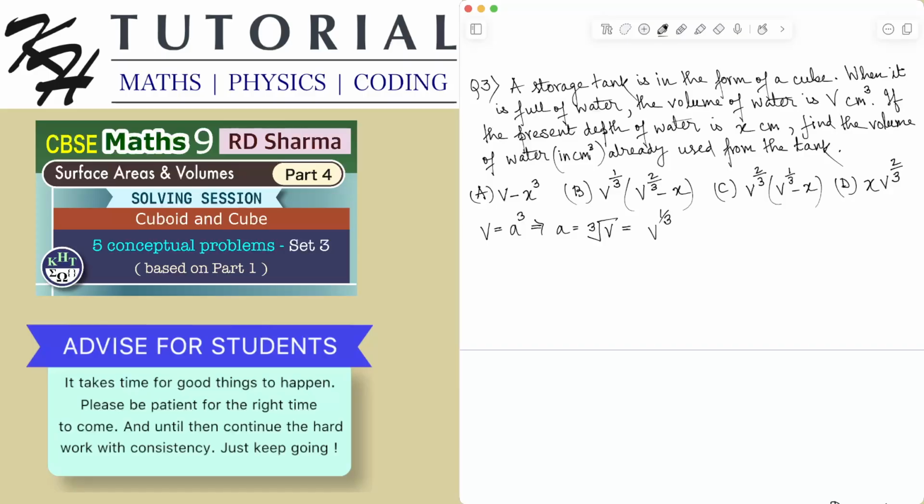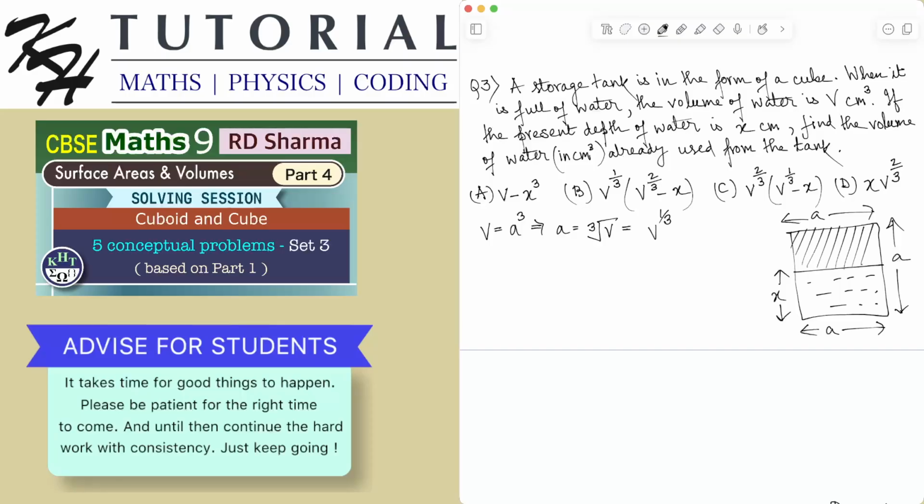Okay, now let's say this is the tank, in the form of a cube. The present depth of the water is x centimeter. This is the water depth, and obviously this is a, this is also a, since the tank is in the form of a cube. Now we have to find the volume of water already used from the tank. This amount of water has been already used.